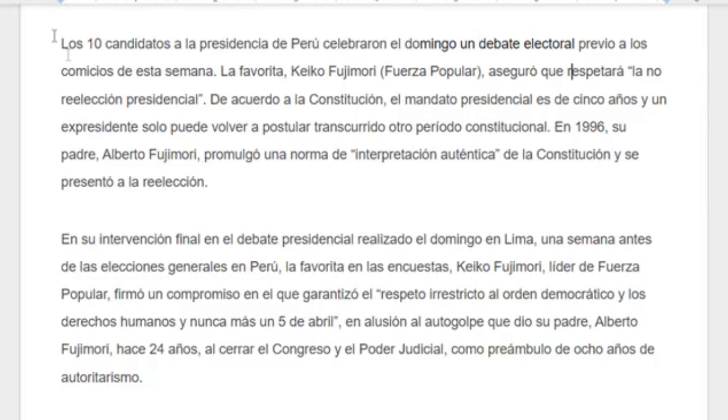La no reelección presidencial. And there's that term we saw earlier. Now it's in quotes to make it real clear that it's a specific term. So the favorite, Keiko Fujimori of Popular Force Party, assured that she will respect the no re-election presidential. She assured everybody that she will respect that there's no presidential re-election.